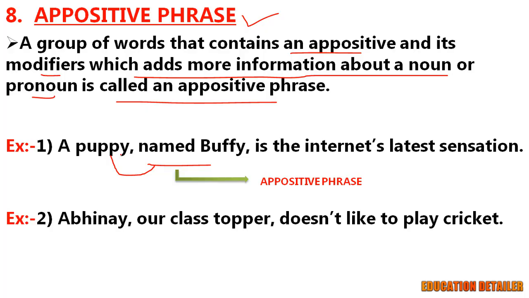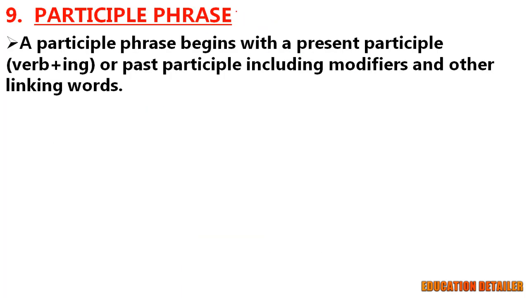In the next example, Abhinay, our class topper, doesn't like to play cricket. The appositive phrase, our class topper, describes or gives us more information about the noun Abhinay. Next type of phrase, a participle phrase. It begins with a present participle, verb plus ing, or past participle including modifiers and other linking words.